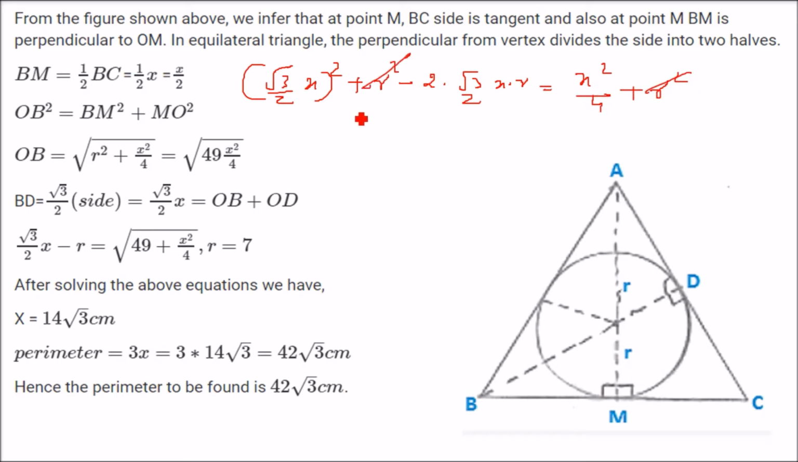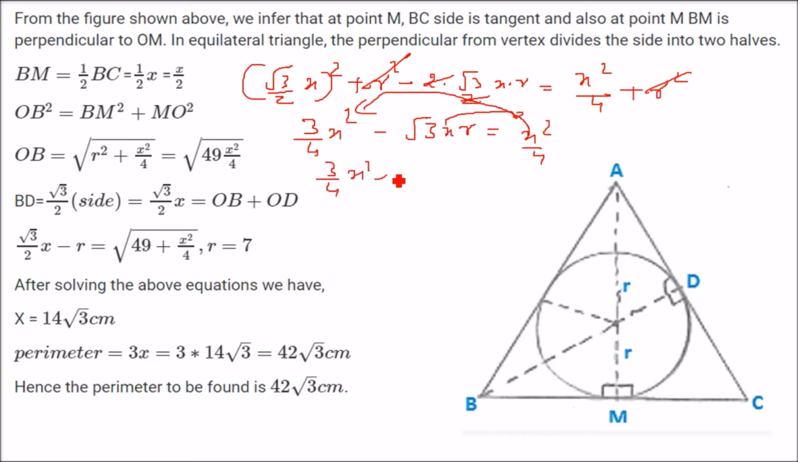So R² gets cancelled. (√3/2 x)² is 3/4 x² minus, this gets cancelled, this will be √3 xR. This is going to be equal to x²/4. I'm taking this on this side, this on this side. This is 3/4 x² minus x²/4 is equal to √3 xR.